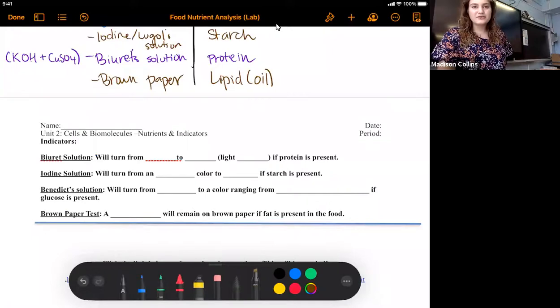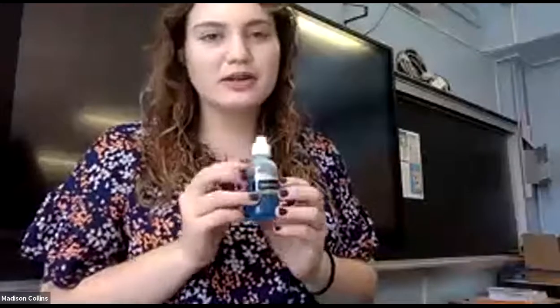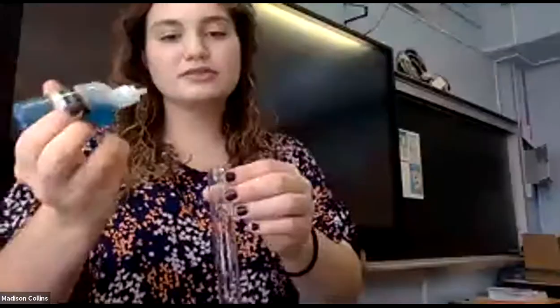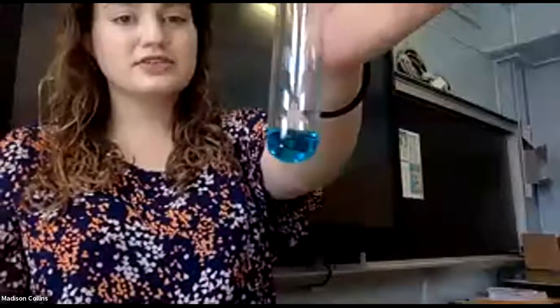Okay, so the very first indicator test we're going to do today is Benedict solution. Now, can someone remind me, what does Benedict solution test for? What are we going to use this to test for the presence of? Glucose. So the first thing I'm going to do is I'm going to put my Benedict solution into my test tube. So we can see that the initial color, or the starting color, is this lovely blue.